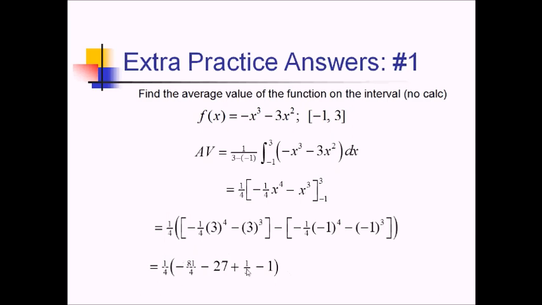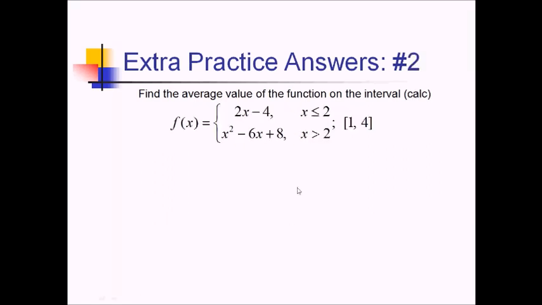Adding some things together in here, let's see, -81 and 1 over 4, that's -80 over 4, which is -20, and we still have that 1/4 out there. And then -27 minus 1, that's -28. So this is 1/4 of -48, which is -12.